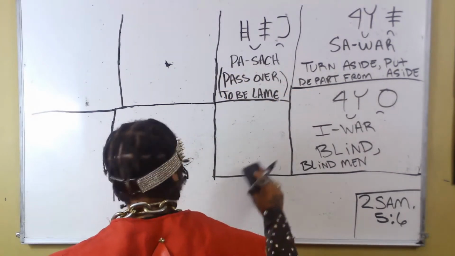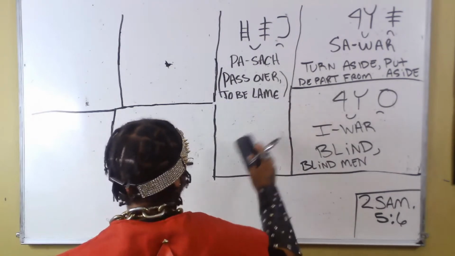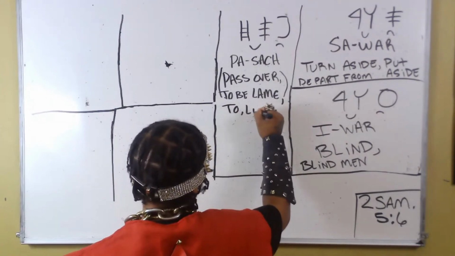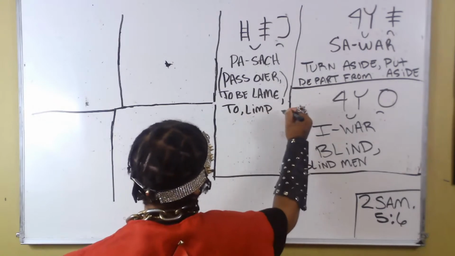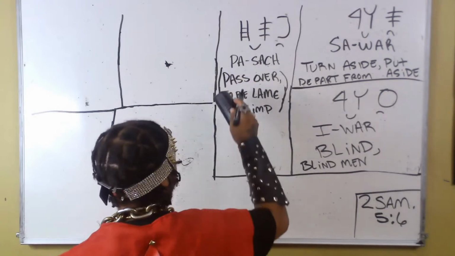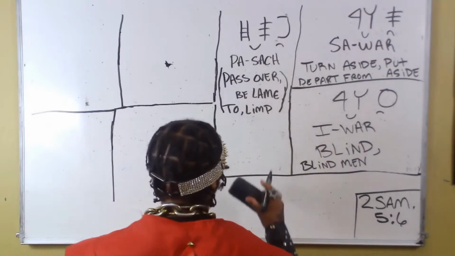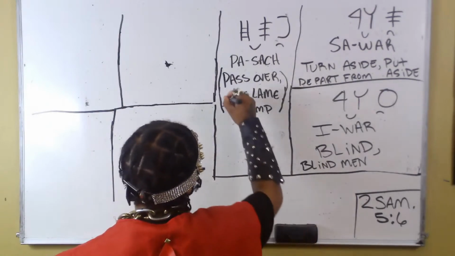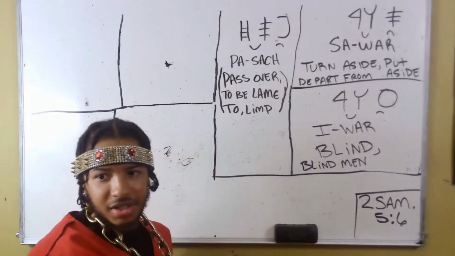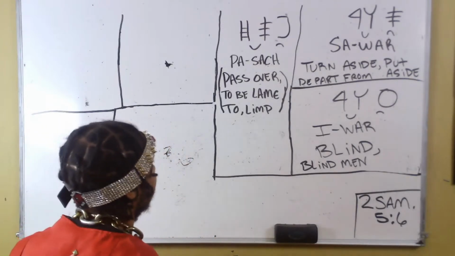Okay, it means Passover, it also means to be lame, also to limp. Why is it to limp? Like how somebody walks with a limp. Same thing as it means to be lame, like paralyzed. Sort of the same thing. To limp, to be lame.